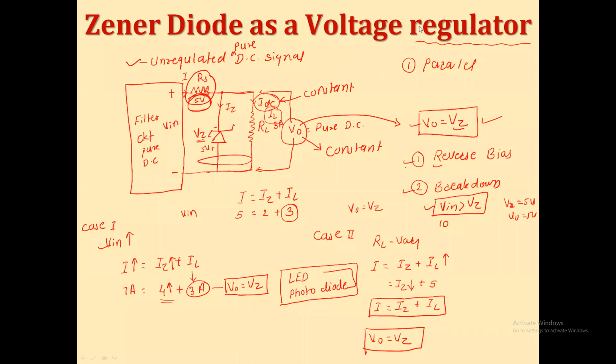In the previous session, we discussed the Zener diode and one of its applications as a voltage regulator. As we know, the basic property of a Zener diode is that it is always connected in reverse bias and always operated in the breakdown region. When operated in the breakdown region, it acts like a constant voltage source, so the Zener diode is used in the voltage regulator circuit.